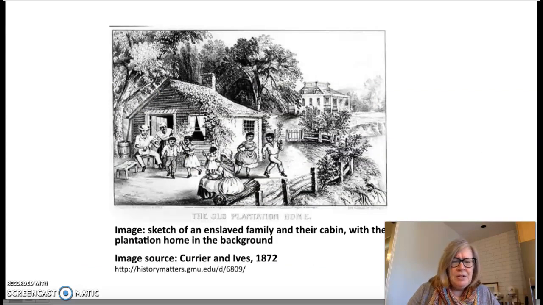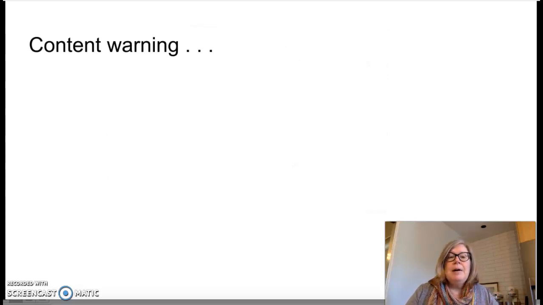Here's a popular image by the artists Currier and Ives that is called The Old Plantation Home. And you can see in the background the big house, the plantation home, and in the foreground you can see what is supposedly a cabin for an enslaved family. And boy, does it look very charming and domestic and idealized. Books like The Underground Railroad and a lot of fiction and history that addresses slavery is going to paint a very different picture, obviously. The next image is very difficult to see, so you might want to close your eyes for a minute.